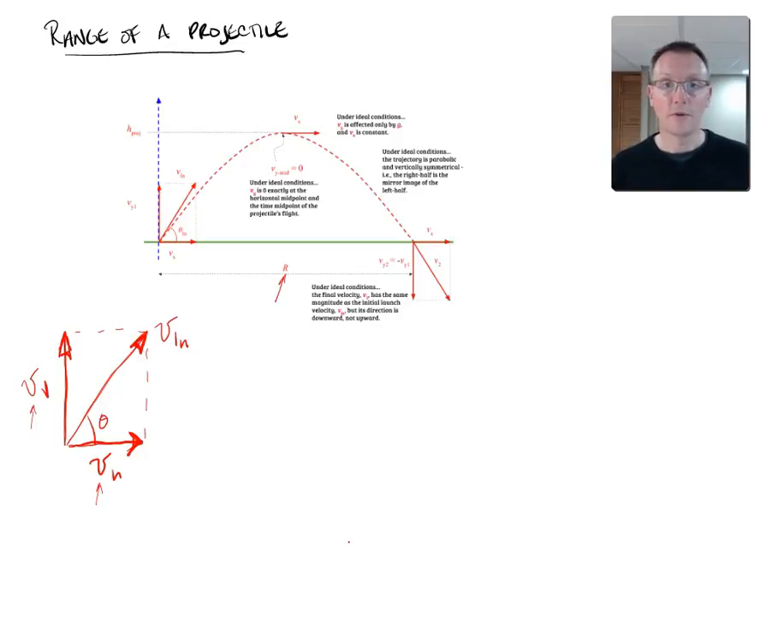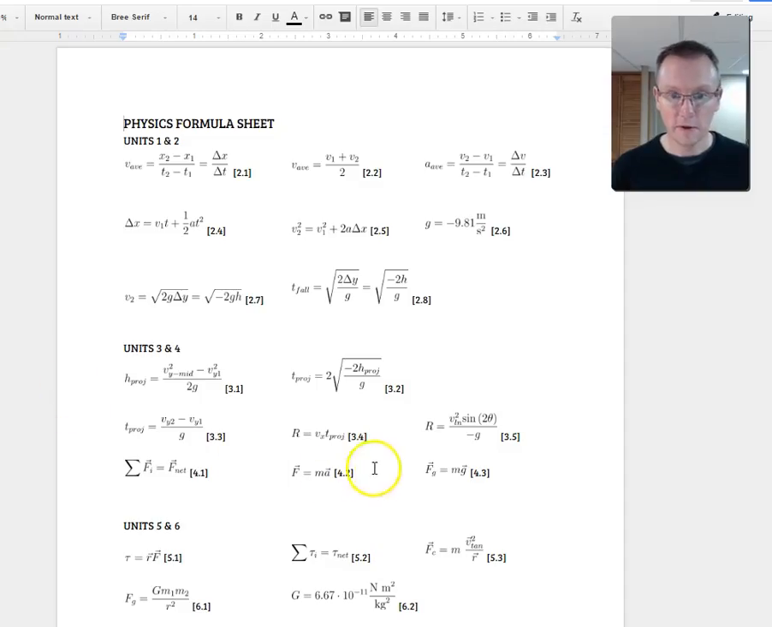This is on the projectile range formula. The projectile range formula is on the formula sheet already, and I believe it is 3.5 if I recall. Let's take a look here. There it is right there, 3.5. So hopefully that helps. You've seen it before a little bit.